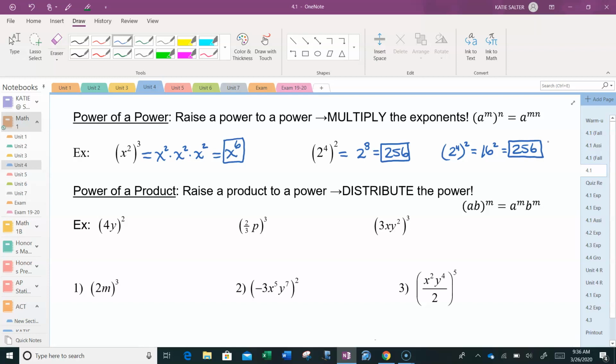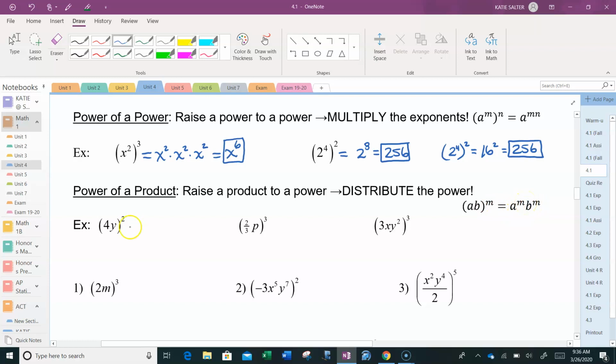So the next rule is power of a product. When we raise a product to a power, we distribute the power. We're still multiplying the powers if there's already a power there. So if we have ab raised to the nth power, that is a to the nth, b to the nth.